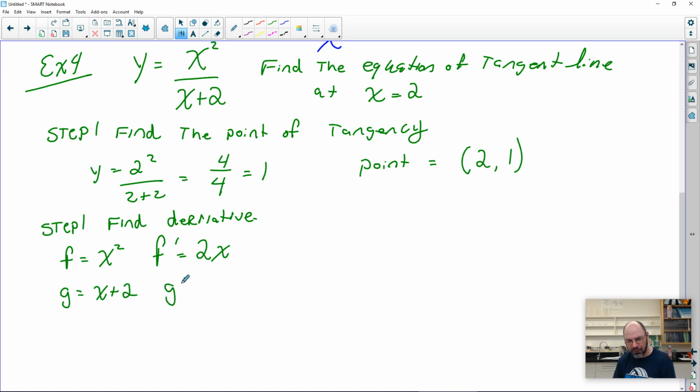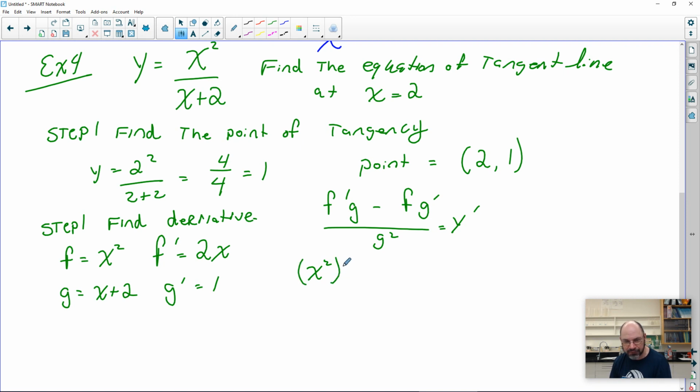So then g prime, well, what's the derivative of x? Well, that's equal to 1, right? And then the derivative of 2 is just 0. So there we have it. So then our formula is f prime g subtract f g prime over g squared, which is going to give us the derivative of that function, which represents slope, remember? So we're going to get the slope at this particular point. Okay, so let's plug in our numbers. f, that's x squared, times g. Well, g is x plus 2.